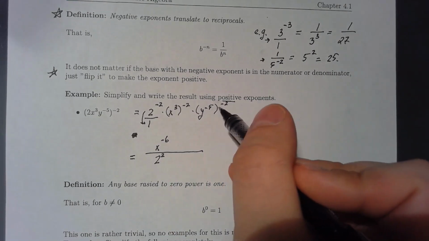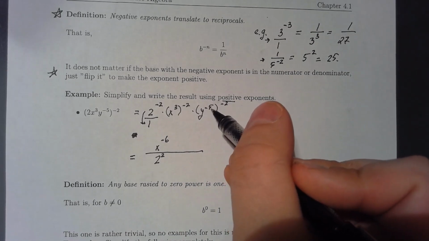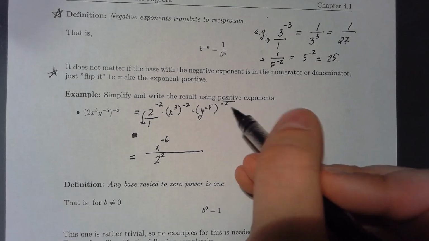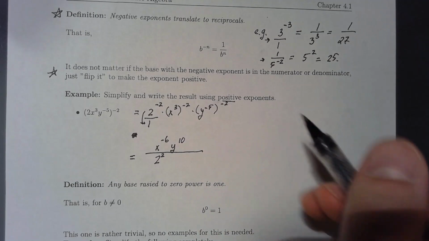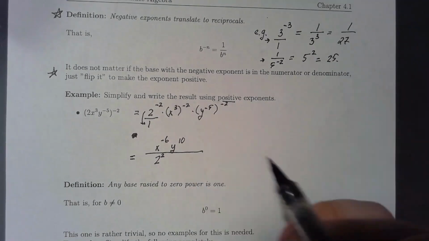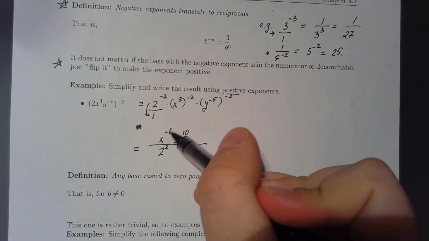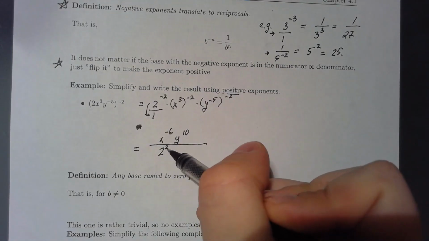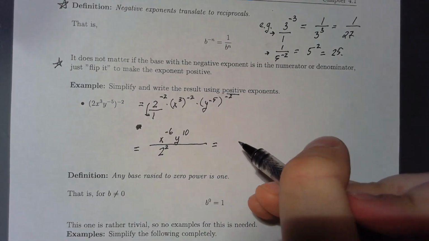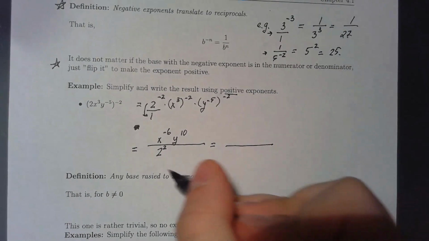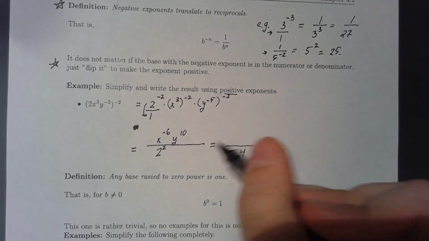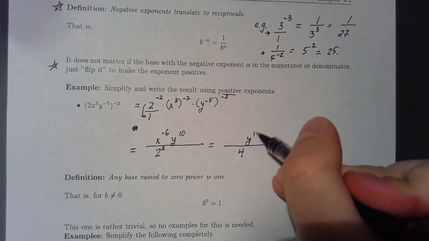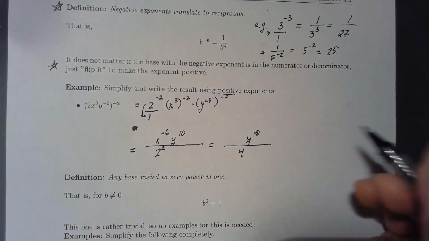What about y? This is y to the negative 5th to the negative 2nd. What's negative 5 times negative 2? Positive 10. That's what I have now. Am I done? No, I'm not done. This has a negative exponent. This is 2 squared. Like I said earlier, 2 squared, is that just 4? Okay. Y to the 10th, there's nothing wrong with that. It's a positive exponent, so I'm going to write it out as y to the 10th.